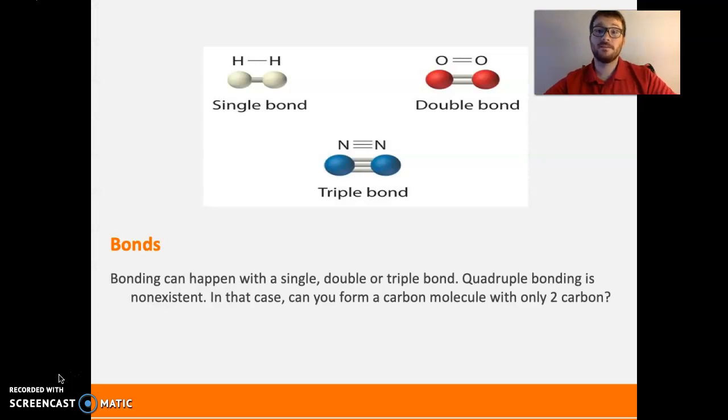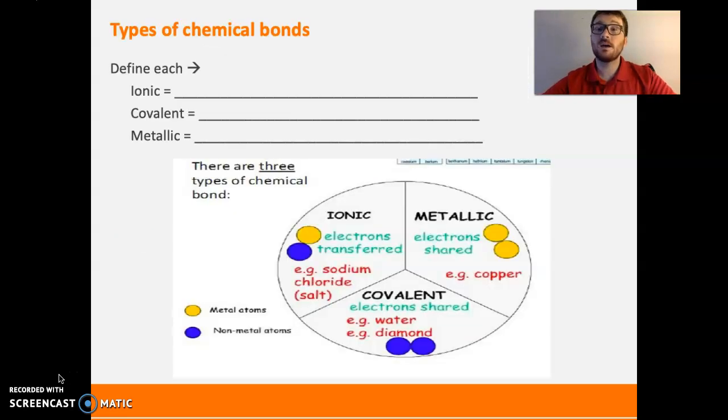Let's talk about what happened in chapters 9 and 12. First of all, we talked about bonds, how they can be single, double, and triple, but not quadruple bonds. We talked about types of bonds.